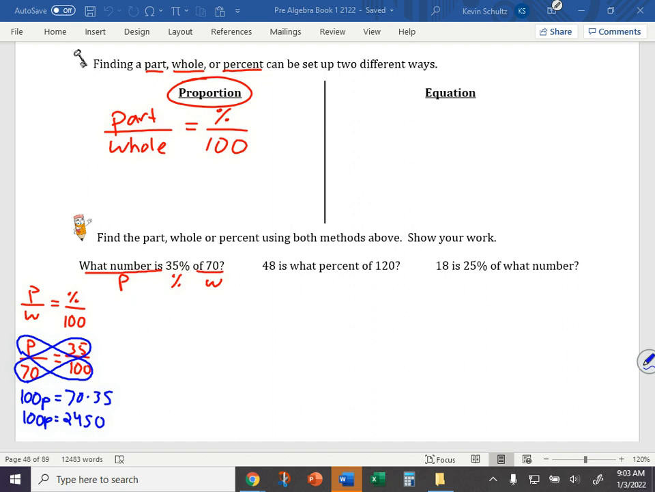How do we get the variable by itself? What's our one step to solve this equation? What are we going to do, Jack? We divide 2,450 by 100. Right. Think back to last unit, a one-step equation, opposite operations. Since we're multiplying p by 100, we're going to divide both sides by 100, and we get 24.5 as an answer. Okay?